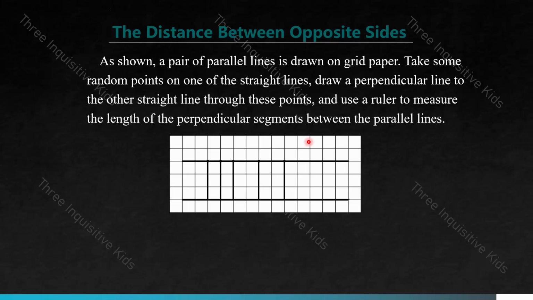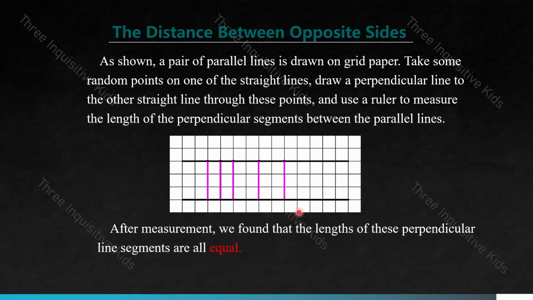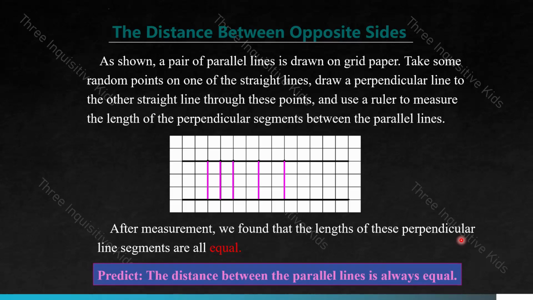As shown, a pair of parallel lines is drawn on grid paper. Take some random points on one of the straight lines and draw a perpendicular line to the other straight line passing through these points, and then use a ruler to measure the length of the perpendicular segments between the parallel lines. So this creates these parallel segments in between. After measuring, we found that the lengths of these perpendicular line segments are all equal. So here's our prediction: the distance between the parallel lines is always equal.